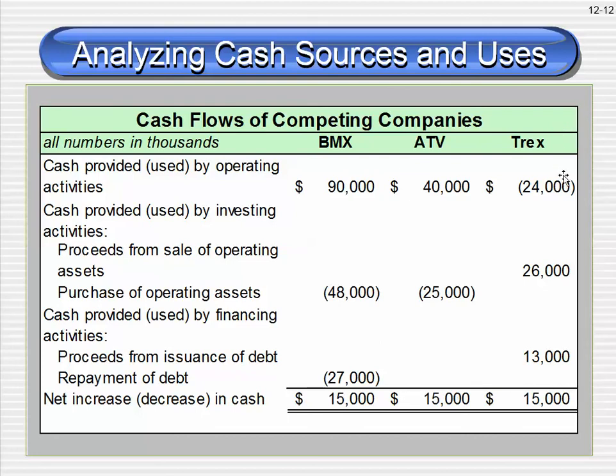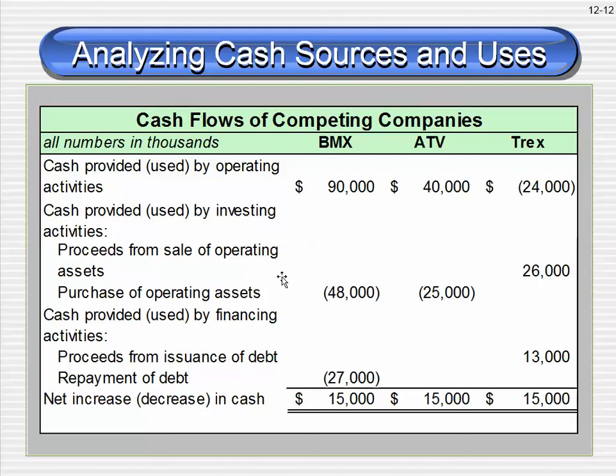Well, I often get students who will say Trex. And let's look at this here real quickly. So they had a minus 24,000 in operating activities. This means in their everyday business activities, they overspent $24,000 more than they brought in. That's usually not a very good thing.